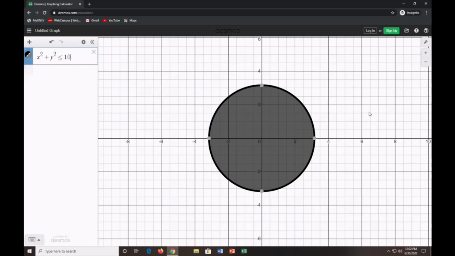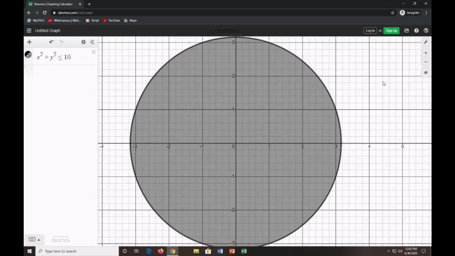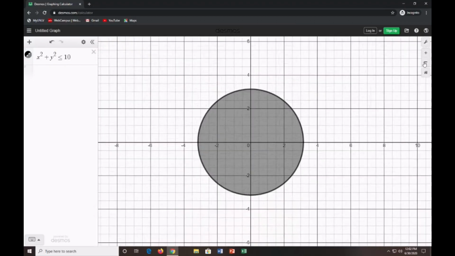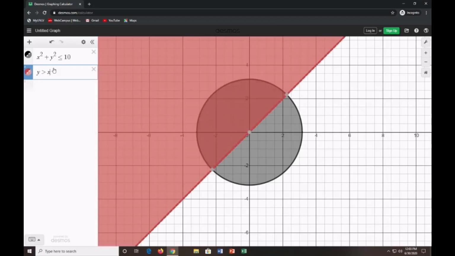That's a circle of radius about 3.2. Remember that? Well, that's too close. Maybe I should zoom out like this. So that's a radius of about 3.2. We got that. Then we had this line, y greater than x, like that.